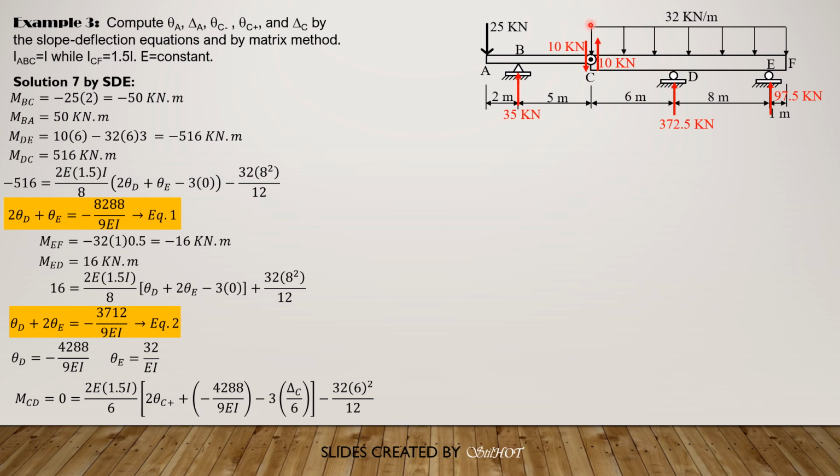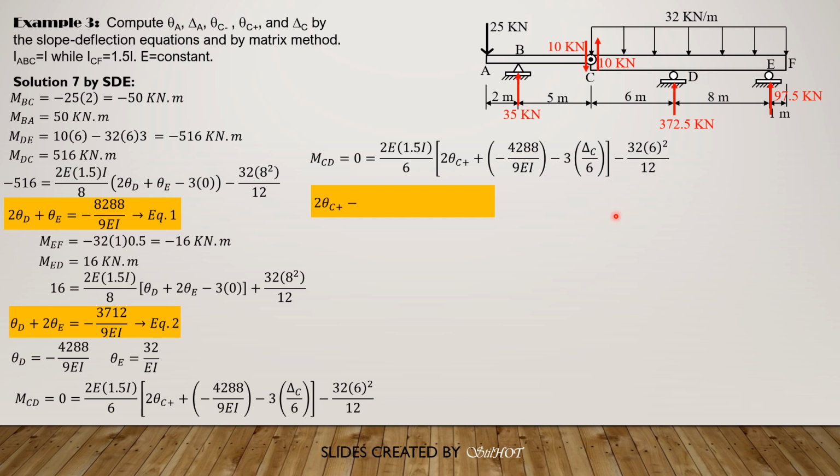So let's assume that C rises so that the chord joining C and D is clockwise, so that everything will be positive in slope deflection equation. Then minus 3 positive delta C over 6. Again, the assumption is the deflection is upward. Then quantity minus moment at C due to this fixed moment at C, which is negative 32 times 6 squared over 12. So simplifying, MCD equals 0 equal to 2 theta C plus, so it's the same equation.